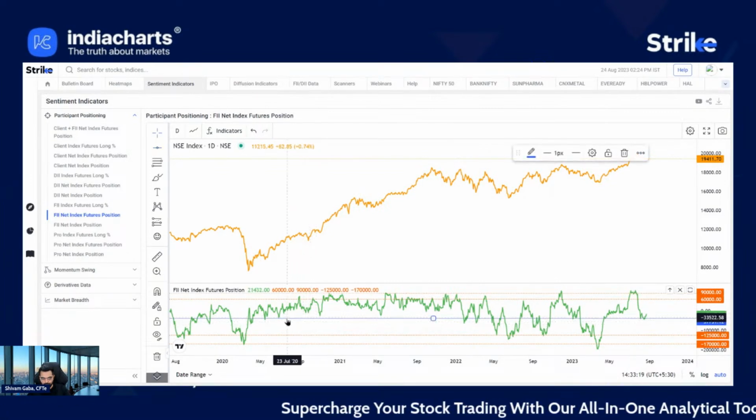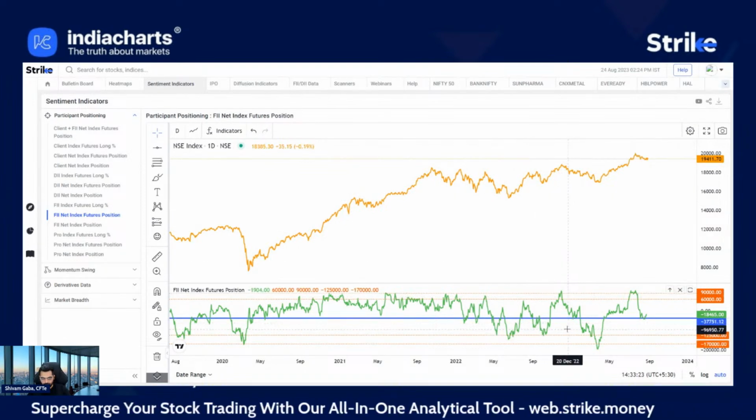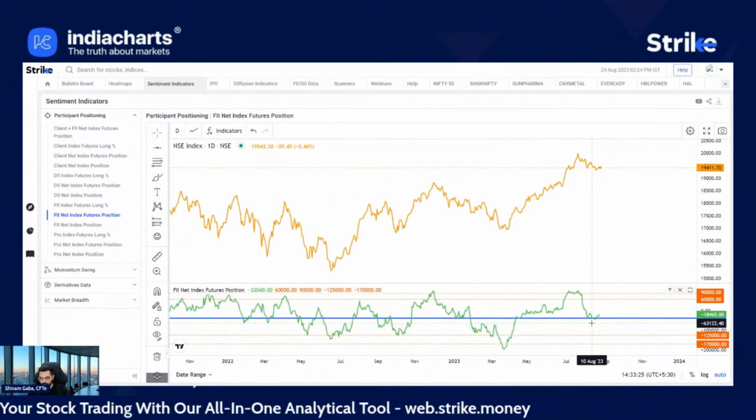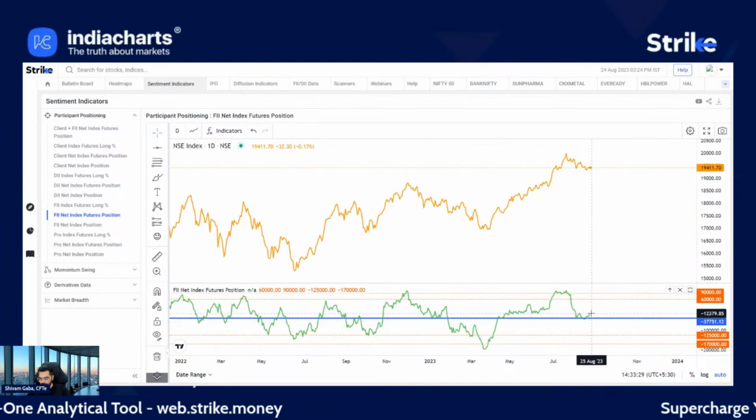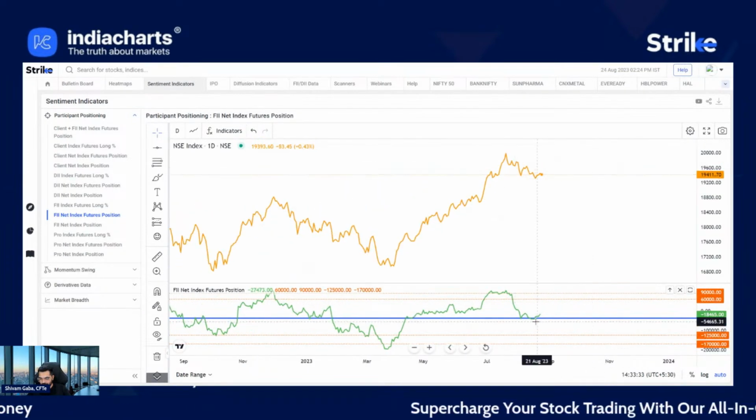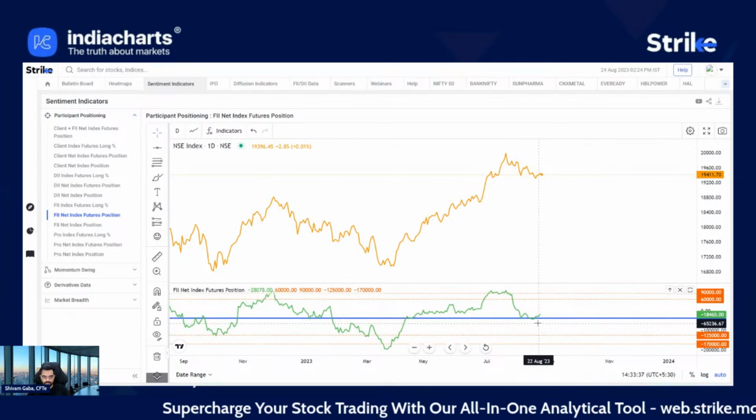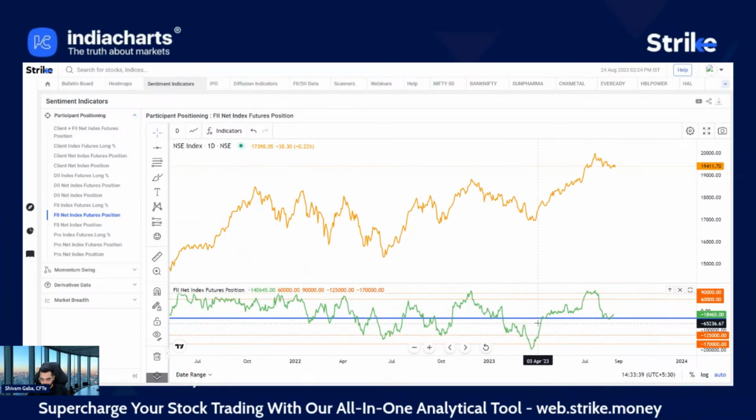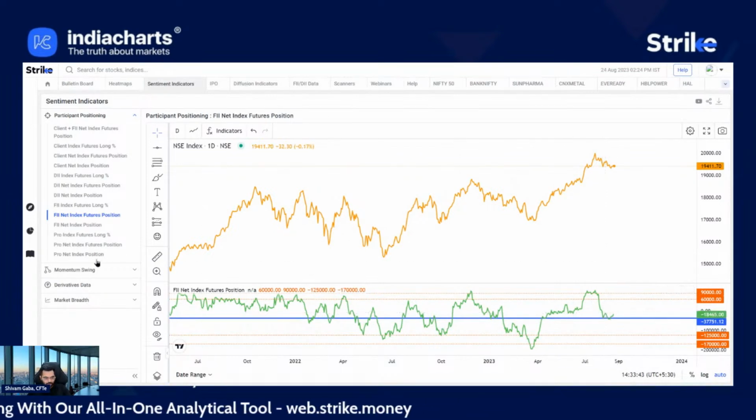If we draw a line here, we've been watching this line to hold and for them to start cutting onto their shorts and go back above zero, or probably build more longs into this rally. So as of yesterday, it seems to be reducing slowly. Now let's see how the data comes in today, whether or not there is further reduction in the shorts.